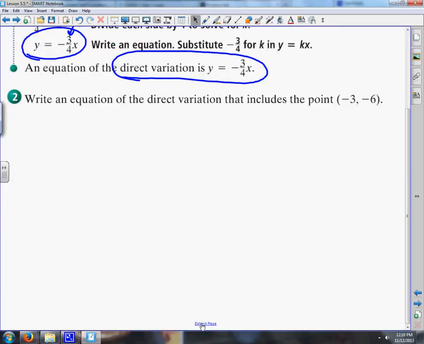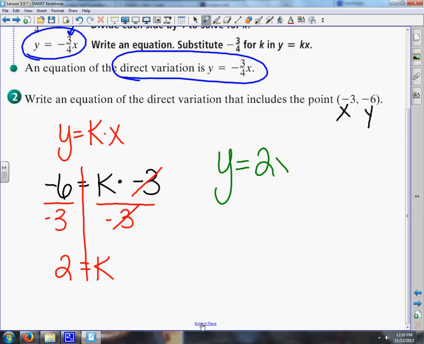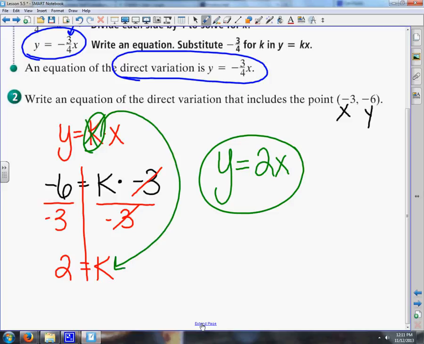Write an equation of the direct variation that includes the point (negative 3, negative 6). So try this. All right, so I'm going to start with y equals k times x. I'm going to plug in negative 6 for y and negative 3 for x. So then I would get negative 6 equals k times negative 3. I draw my line. I divide both sides by negative 3 because I want to isolate my variable. Negative 6 divided by negative 3 is 2. So k equals 2. If I were to write my direct variation, it would be y equals 2x. I'm just going to take out the k and put in the 2 that I just found.